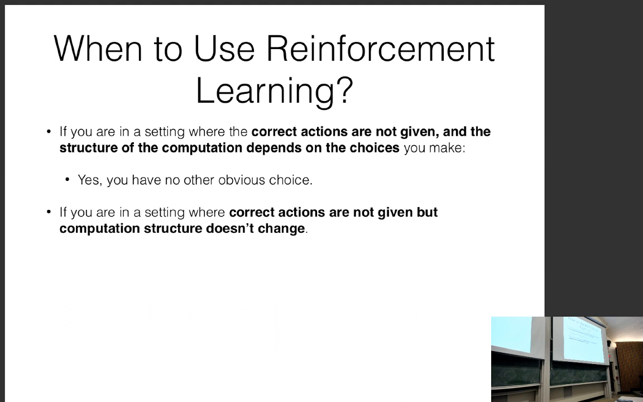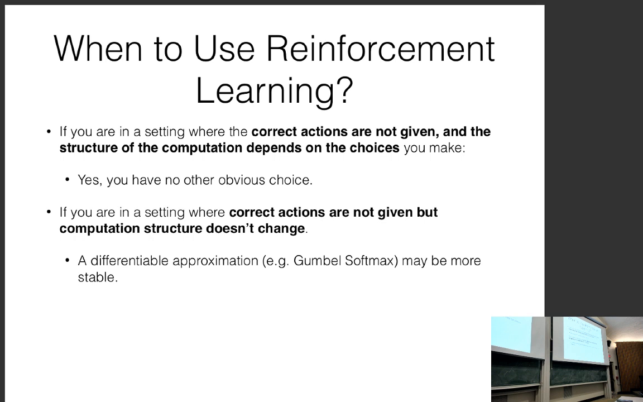If you're in a setting where correct actions are not given, but the computation structure doesn't change, an example would be, let's say, I'm trying to think of a good example. Let's say you have a part of speech tagging model where the part of speech tags are latent variables that you need to optimize over. In an example like this, the computation structure doesn't change. You're still going to be predicting a part of speech tag for each output. But then you don't know the actual correct actions. In this case, you can use other differentiable approximations, such as Gumbel softmax, which I'll be talking about later.